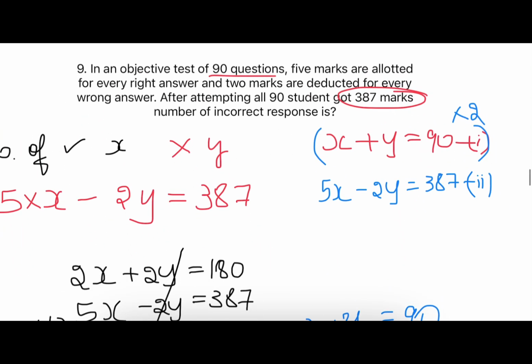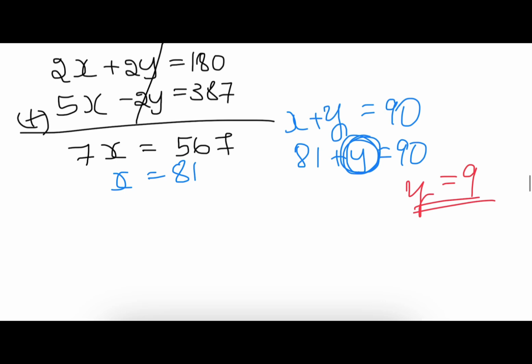So let us recheck the question. Identify the number of incorrect responses. The number of incorrect responses is equal to 9. So it is a simple question. We just have to form the right equations and simplify it properly. So let us now go to the next question.